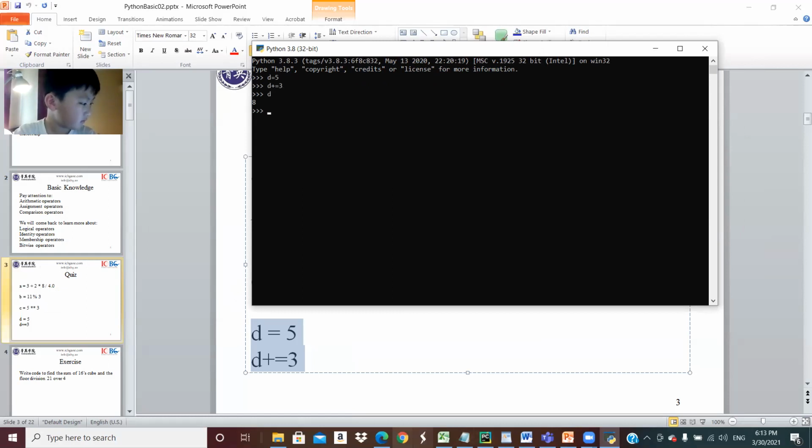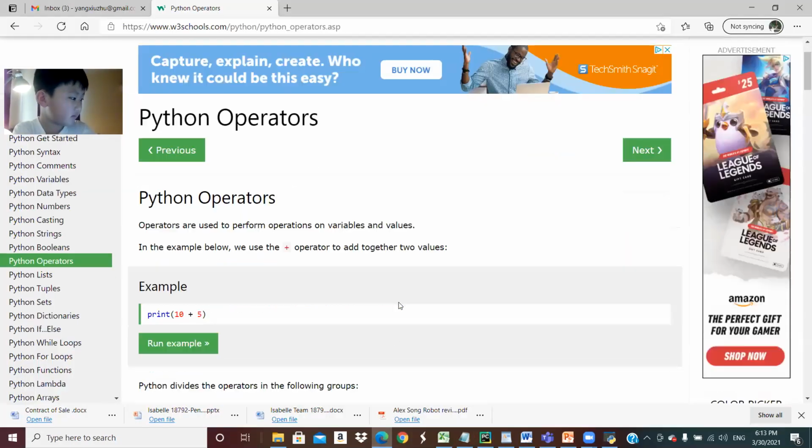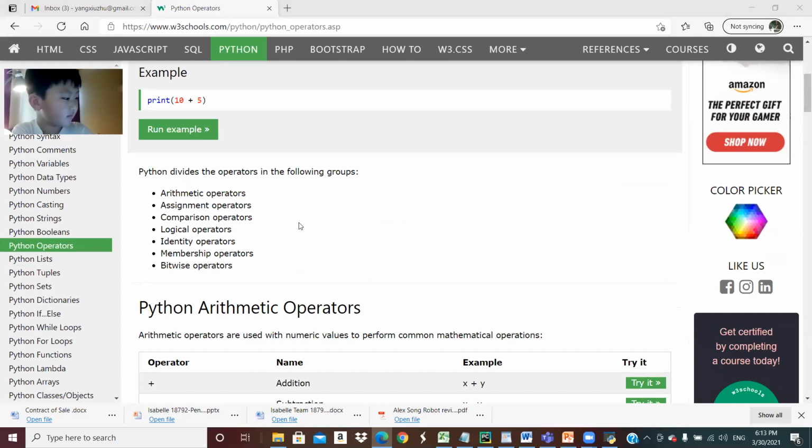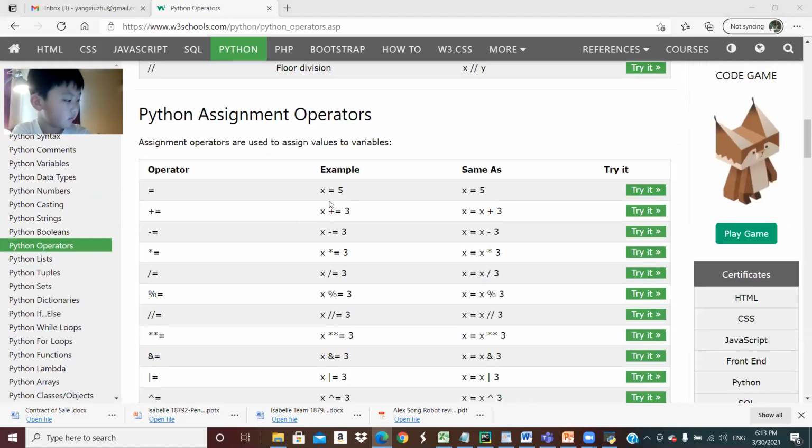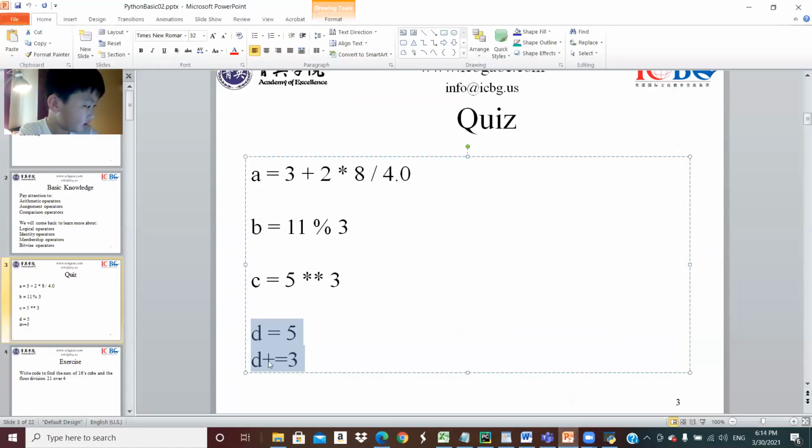So now I want you to come back to read this website, the assignment website. You see what does it mean? Plus equal, what does it mean? So if you tell me d is still equal to 5, wrong answer. It is a wrong answer, okay? It is 8.